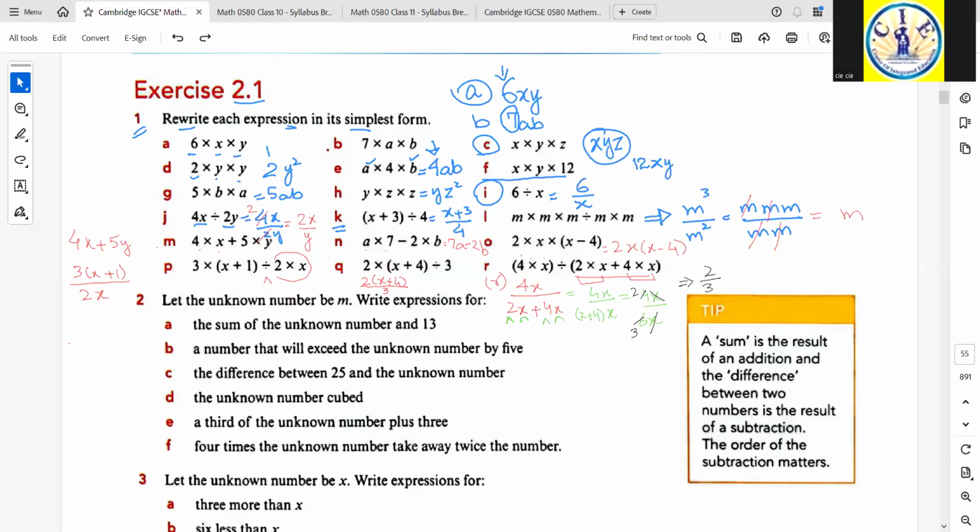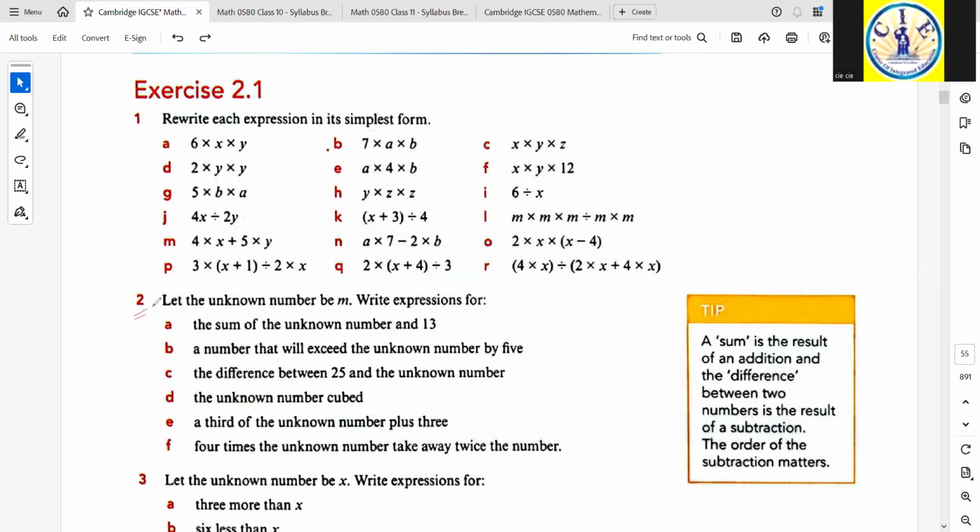Now I proceed to question number 2. Let the unknown number be m. Write expressions for part A. The sum means plus of the unknown number, which is m, and 13. So sum of these two, which can be written as m plus 13, or it can also be written as 13 plus m.